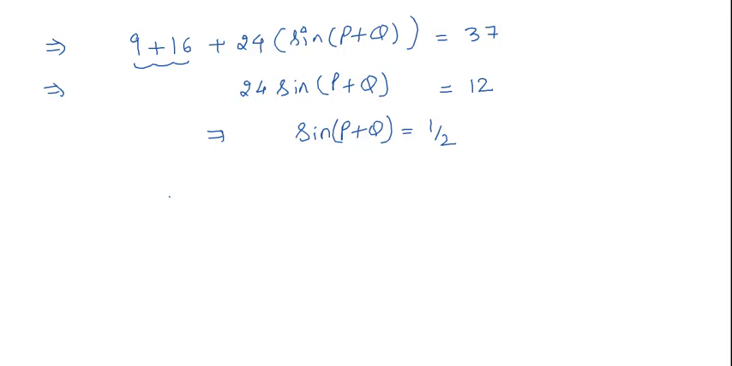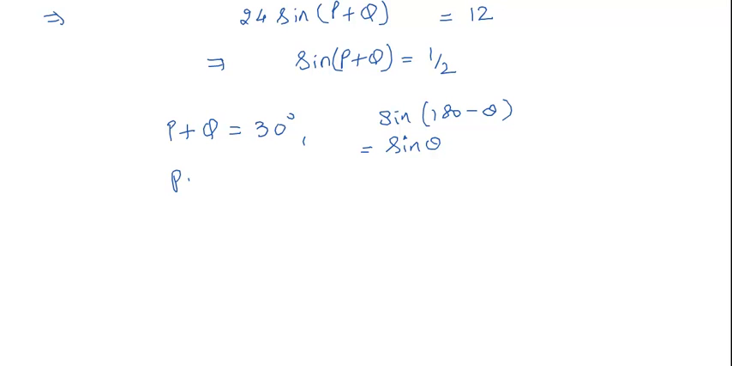So now the possibilities are that P plus Q equals 30 degree, because we know sin of 30 degree is half. Also we know that sin of 180 minus theta is equal to sin theta. Therefore we can conclude that P plus Q can also be equal to 150 degree. In both the cases we will be having sin of P plus Q equal to half.